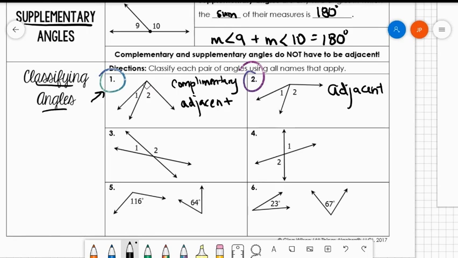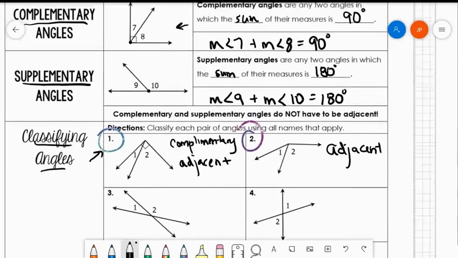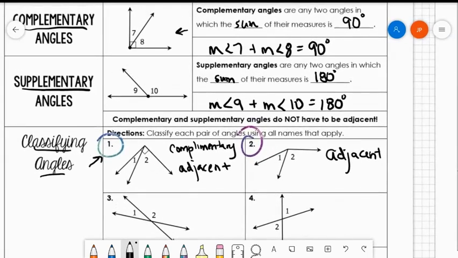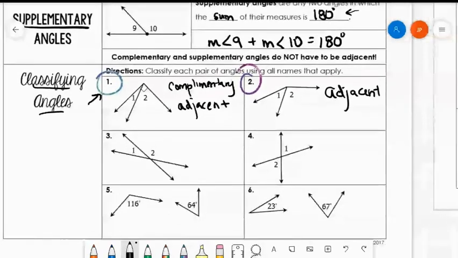Now, I want to point out something I said up top about complementary and supplementary angles. All supplementary and complementary means is that they add up to these different numbers. Supplementary adds up to 180, complementary adds up to 90. It doesn't necessarily mean that they're adjacent.